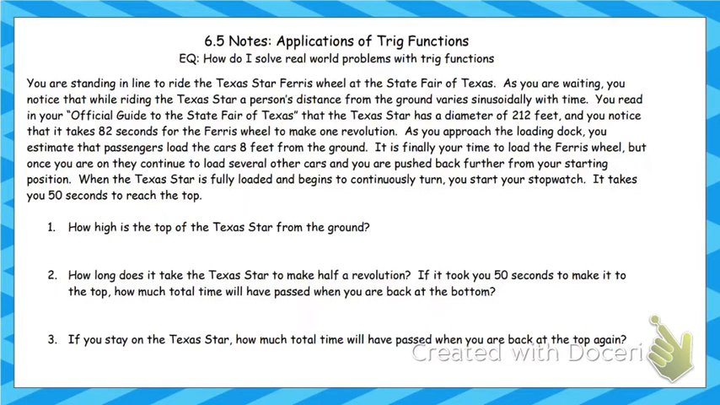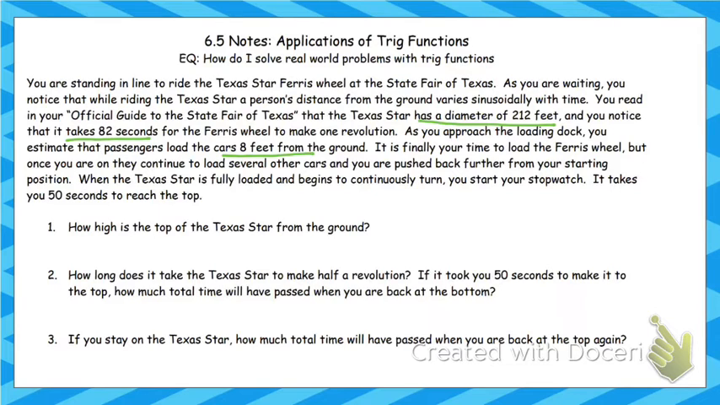So you read in your guide to the State Fair of Texas, the Texas Star has a diameter of 212 feet. You notice that it takes 82 seconds for the wheel to make one revolution. As you approach the loading dock, you estimate that the passengers load the cars 8 feet from the ground. So it's your turn to load the Ferris wheel. But what happens is you get on the Ferris wheel, but then you kind of get pushed back a little bit before you actually start. So you're not really starting from the very bottom. And then you go around and around. Then you start your stopwatch when you go up the wheel. It takes you 50 seconds to reach the top of the Ferris wheel.